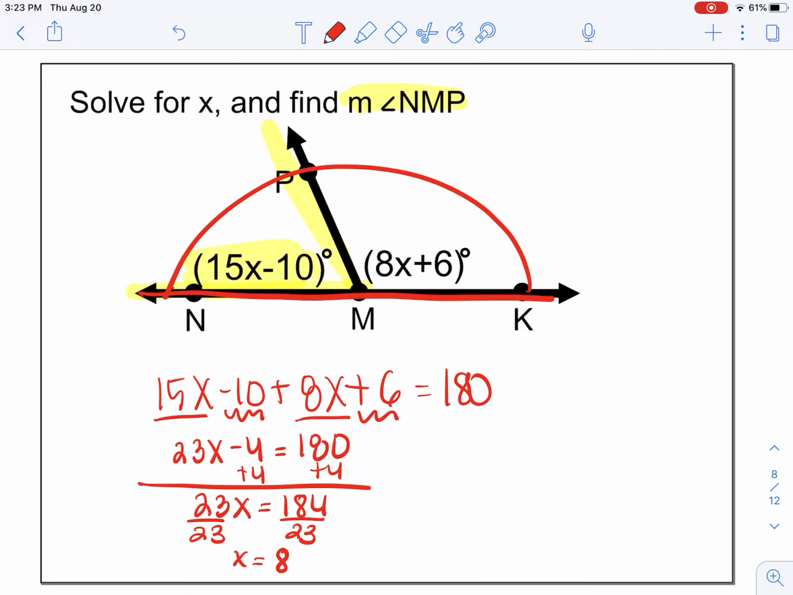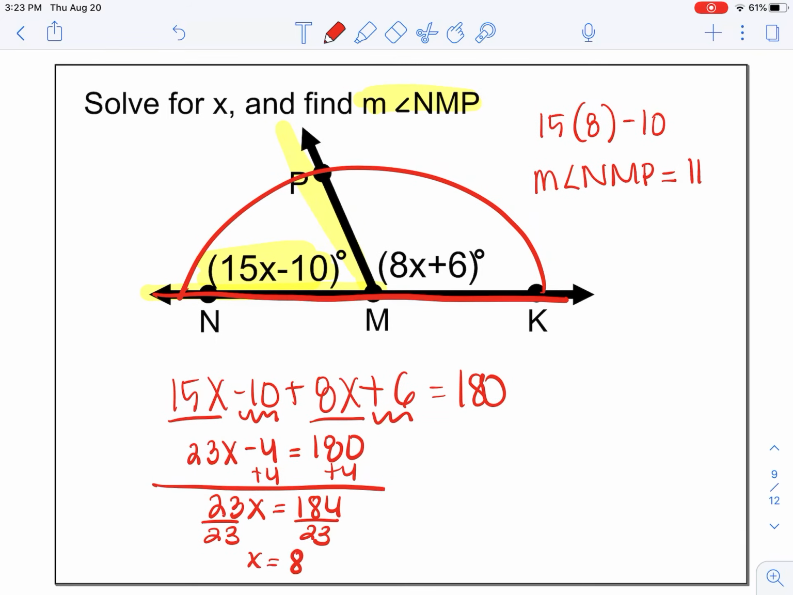Make sure you show your work. 15 times 8 minus 10. So the measure of angle NMP is equal to 110 degrees.